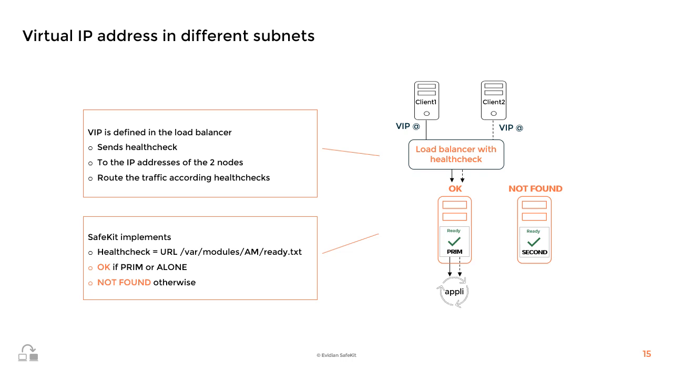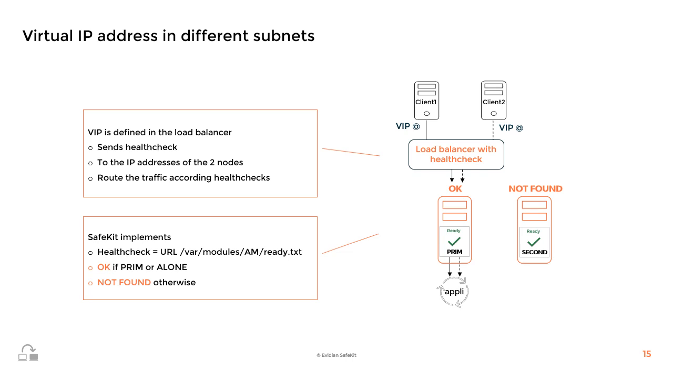SafeKit offers such a health check per module by answering to a URL with the ready.txt file. If the module is prim or alone, the URL returns OK. If not, the URL returns not found. Thus, the load balancer routes the traffic to the primary server, where the application is running in the mirror module.